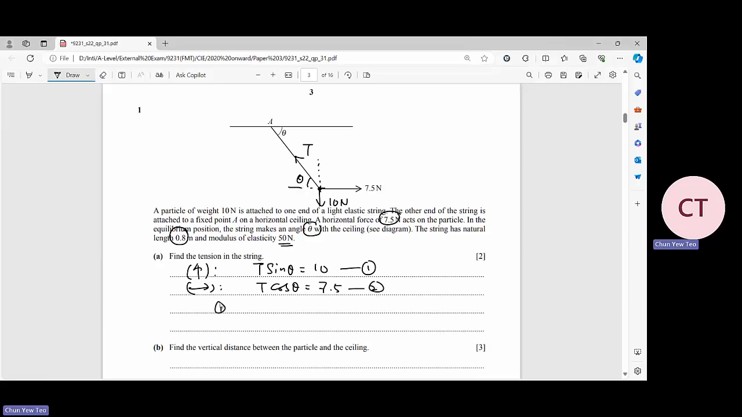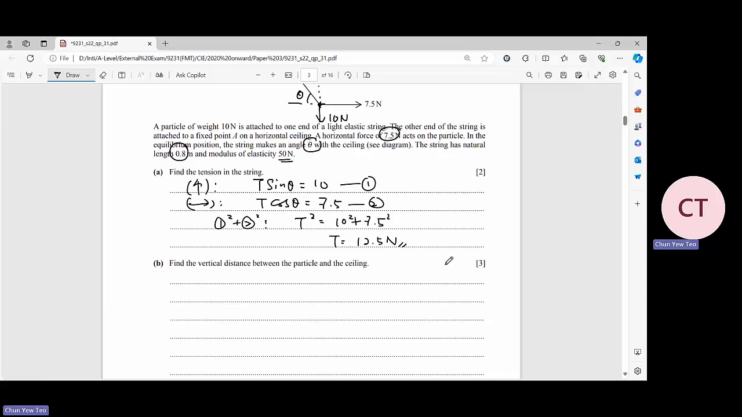So to find T, just take the 1 square plus 2 square. You will have T square is equal to the 10 square plus the 7.5 square. So over here, just square root it, then you can find the T. So therefore your T will be 12.5 Newton. That will be the answer for part A.